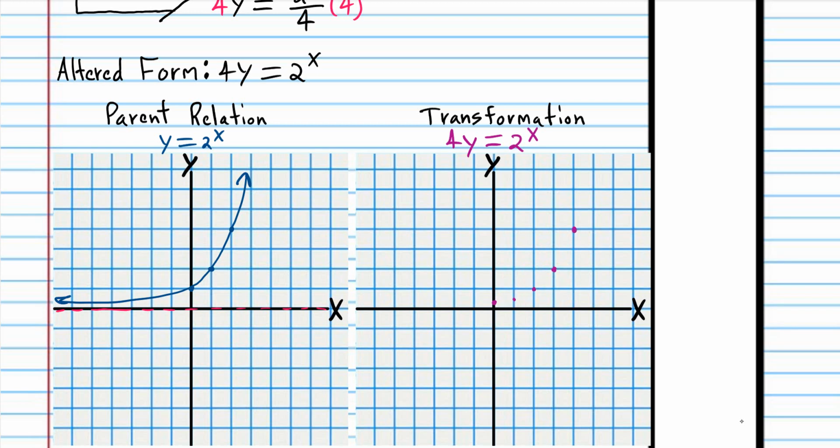And we can try maybe plugging in 5. I think that's going to go outside the window, though, so we can just connect the dots at that point. The position of the horizontal asymptote doesn't change. So there you go.